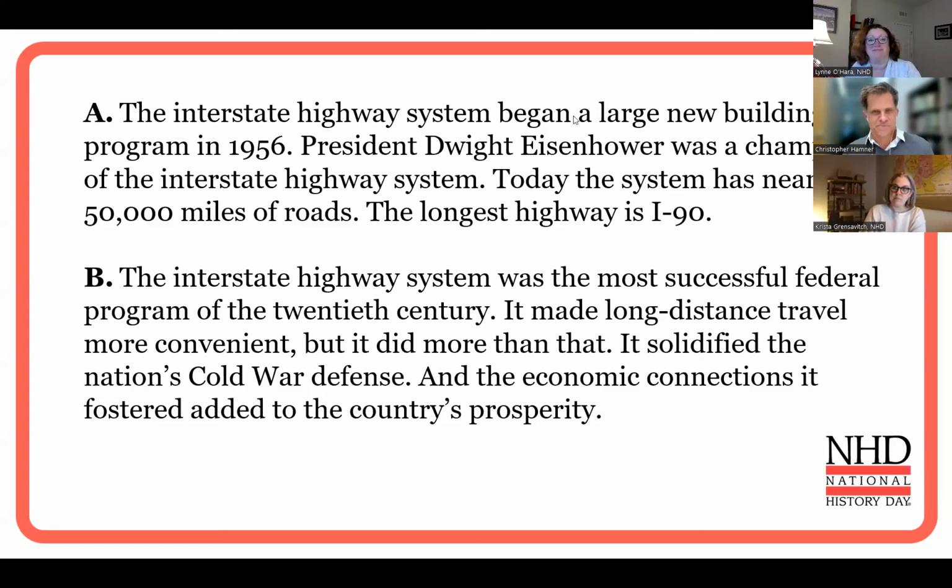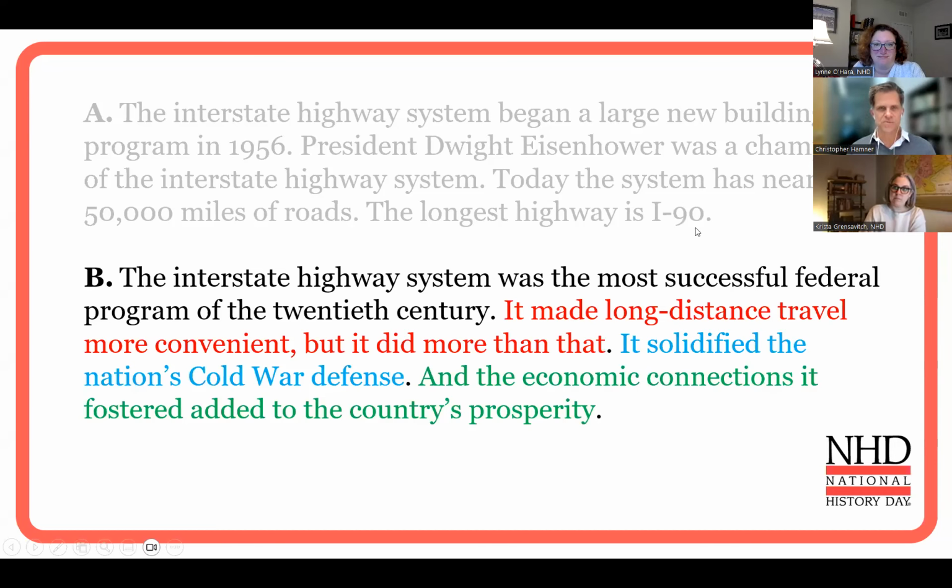All right. I think B does work better. And let's talk about why. A has some factual information, but doesn't really tell me what the paper is going to be about, except that it's going to tell me things about the interstate highway system. B does make some more analytical claims about cause and effect.